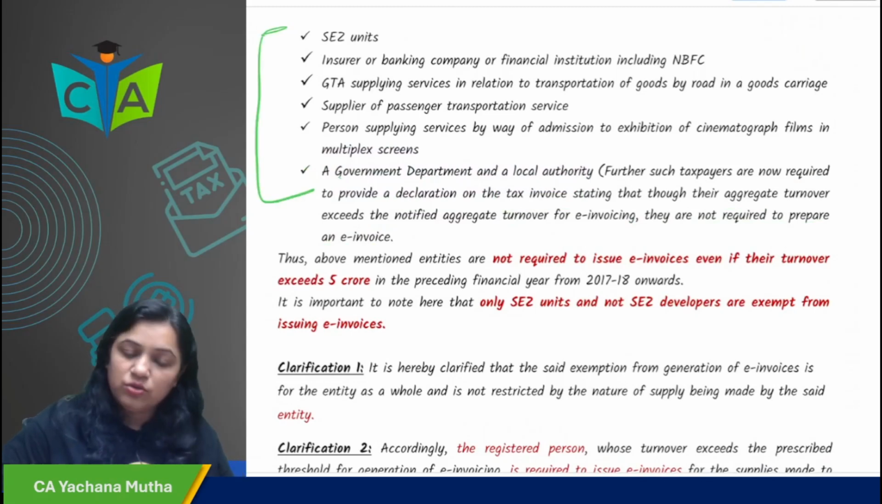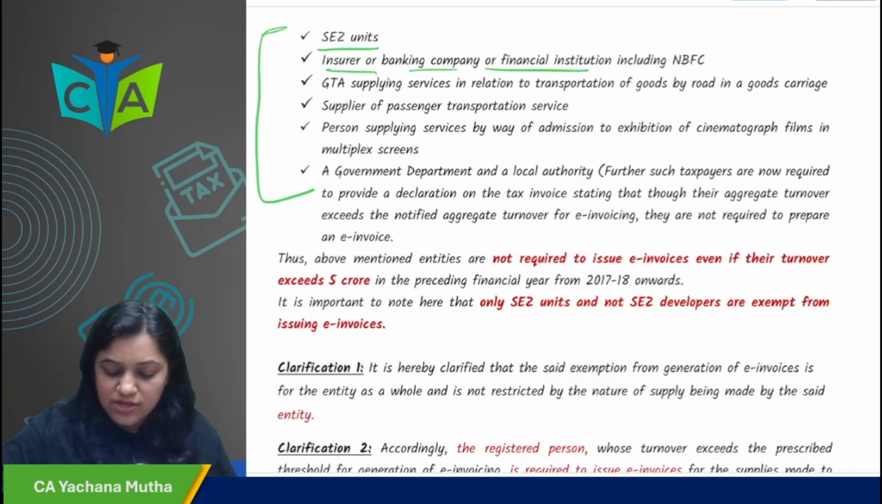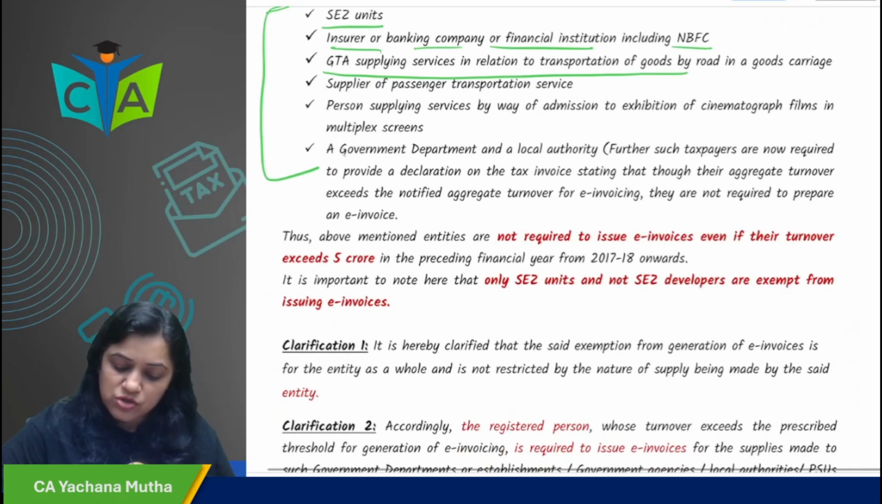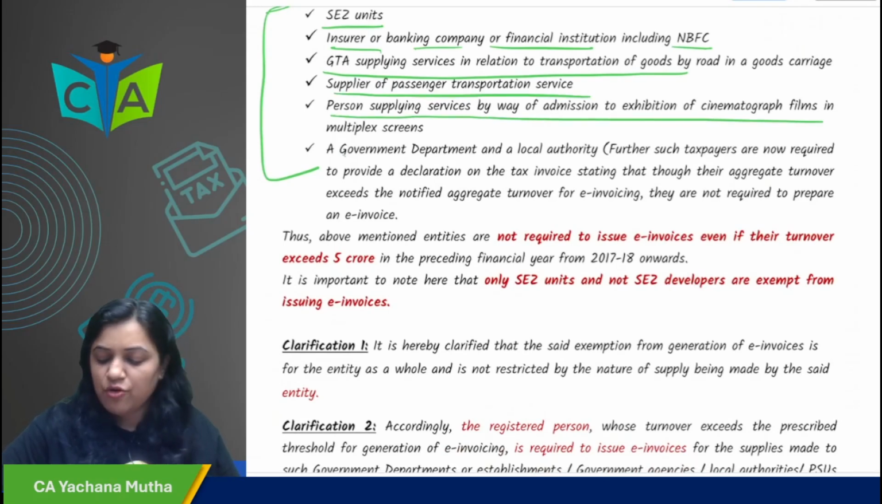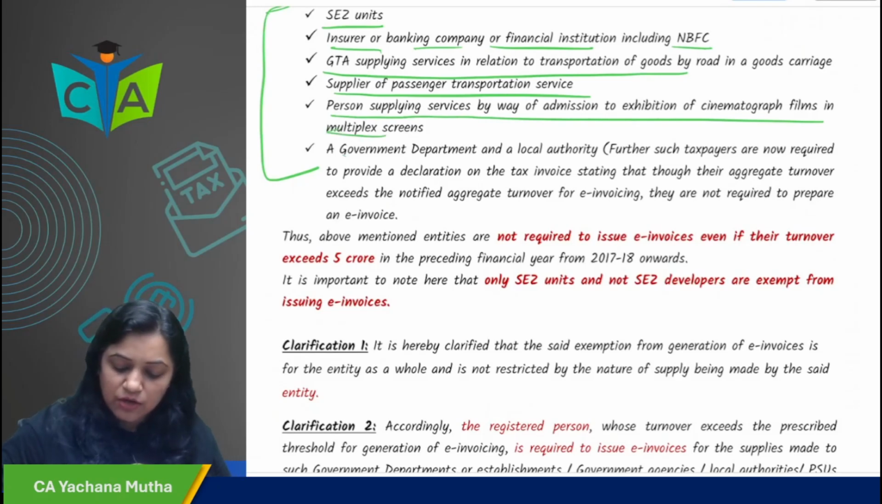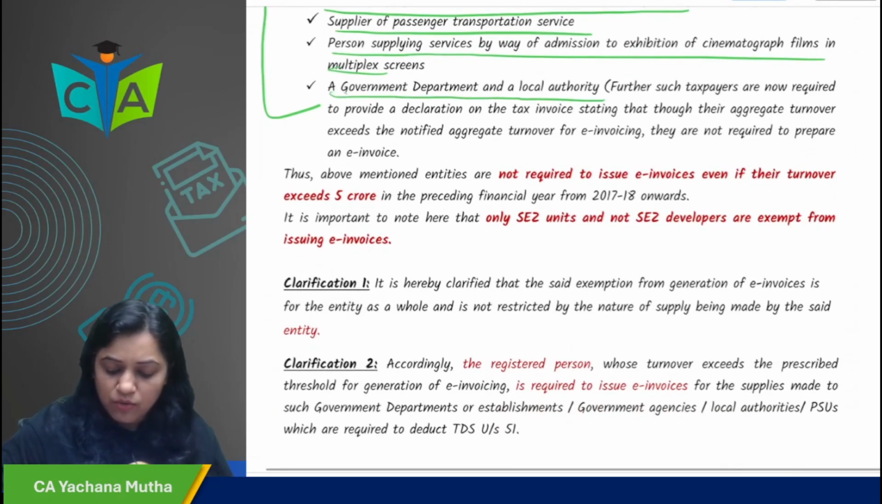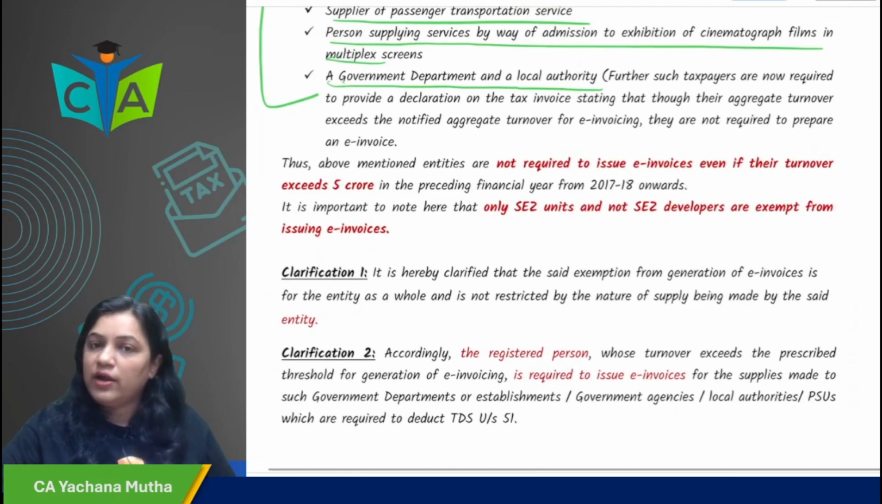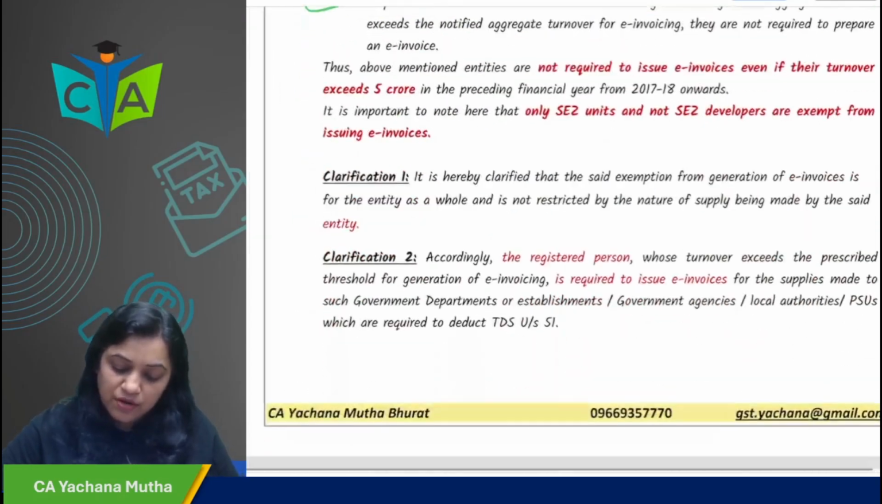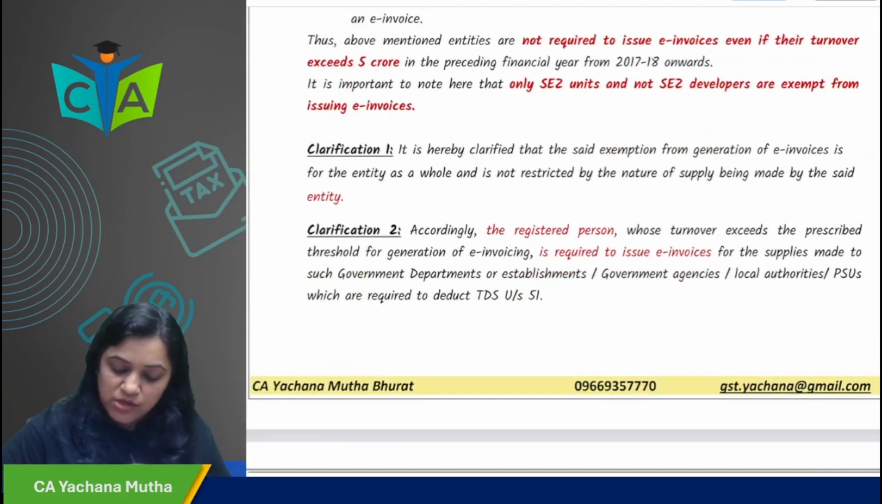These 6 persons, who are those people: SEZ unit, insurer, banking company, financial institute including NBFC, GTA supplying service in relation to transportation of goods, then supplier of passenger transport service, then person supplying service by way of admission to exhibition of cinematographic film, and a government department and local authority. These people are not required to issue e-invoice.